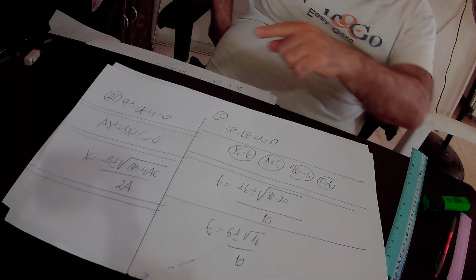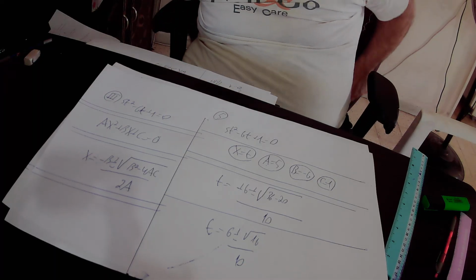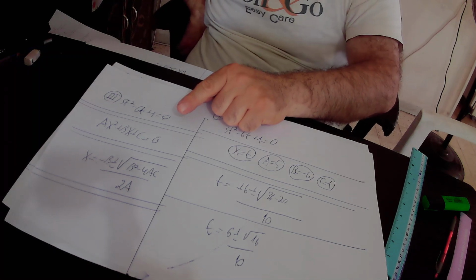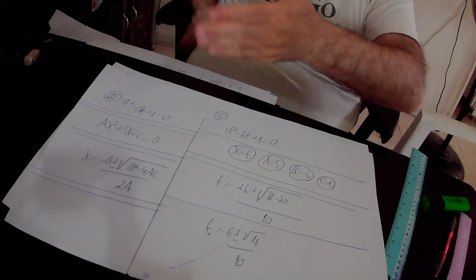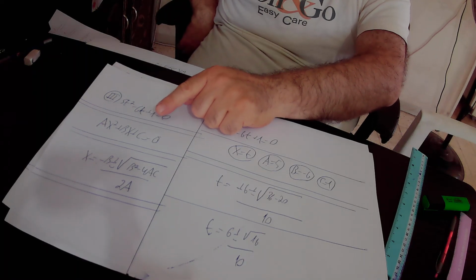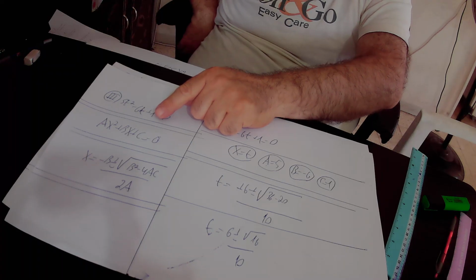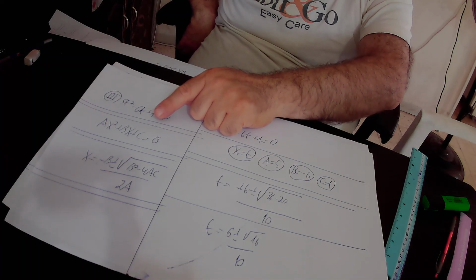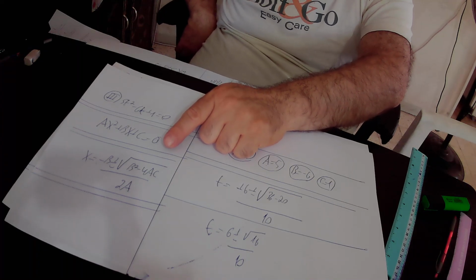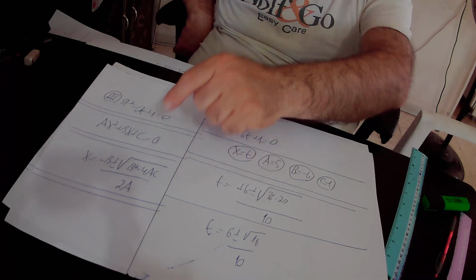This is a quadratic equation, and the general form of a quadratic equation is ax squared plus bx plus c equals 0. In this general formula, a, b, and c are the coefficients of the quadratic equation, and x is the variable that we are looking for. We find the value of x according to the following formula: x equals minus b plus or minus the square root of b squared minus 4ac, over 2a.